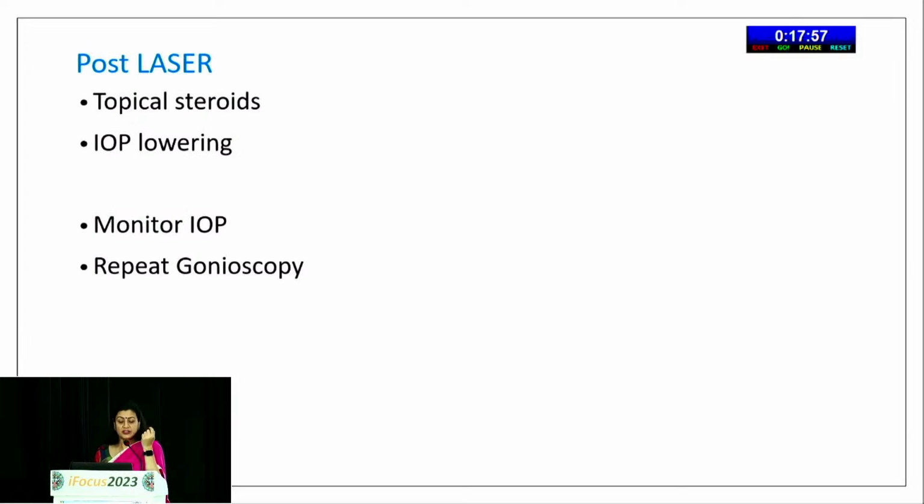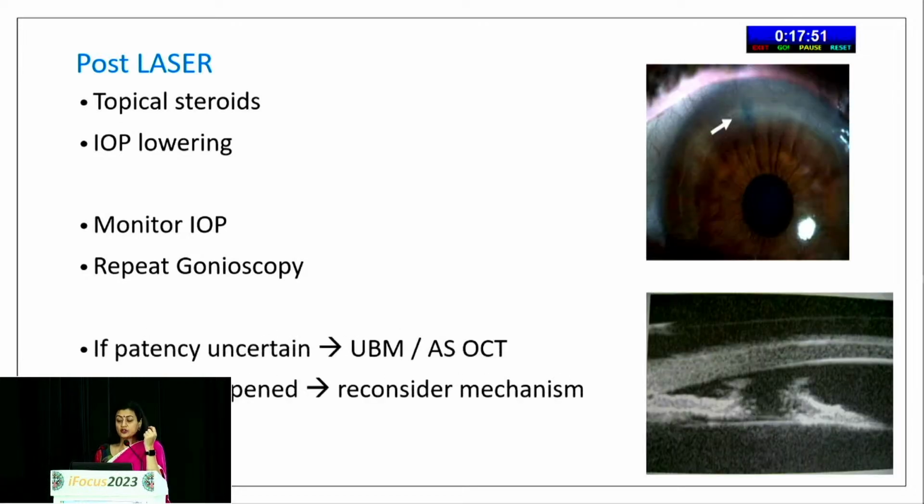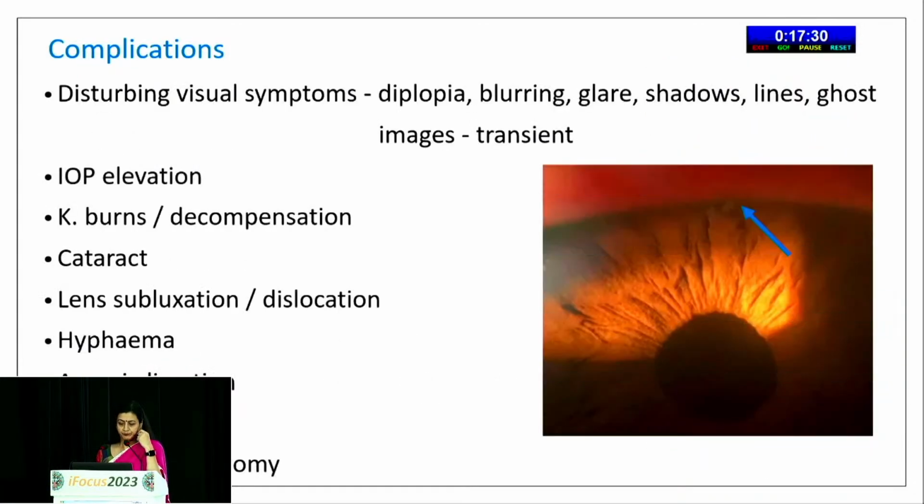Post-laser, you give steroids and IOP lowering, monitor the IOP, and most important is to repeat the gonioscopy. Sometimes you are not sure on the slit lamp whether the PI is patent or not because of a dense arcus, or it may be just too small. So in these cases, you may resort to any of the imaging techniques, UBM or ASOCT, and confirm the patency of the iridotomy. And if the IOP is not coming down and angles are not opening, that means something beyond the pupillary block is at play.